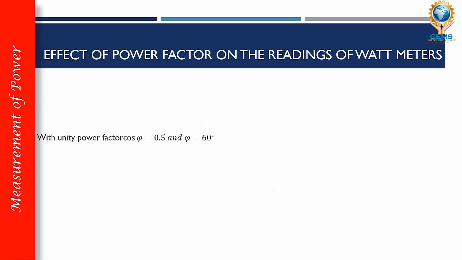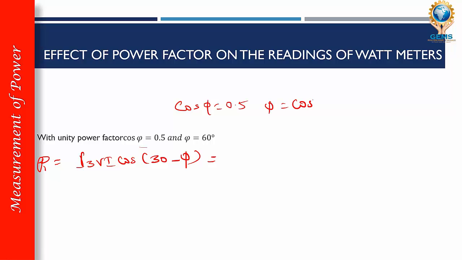Now we'll see the second condition, cos phi equal to 0.5. So P1 we know is root 3 Vi cos 30 minus phi. Before that we should find out what is phi. So cos phi is equal to 0.5 means phi equals cos inverse of 0.5 or cos inverse of 1 by 2. When is the cos value 1 by 2? At 60 degree. So that is how we get 60 degree.